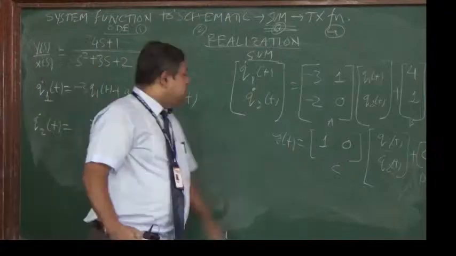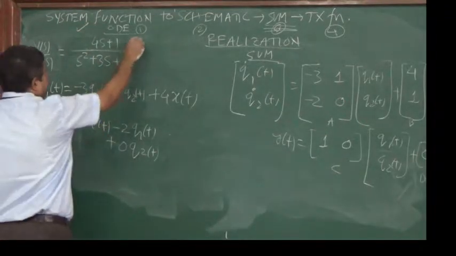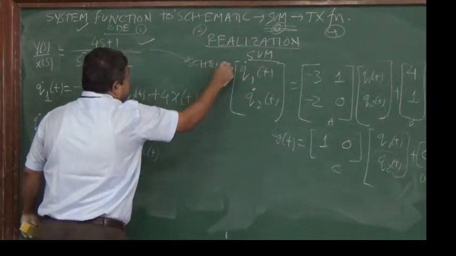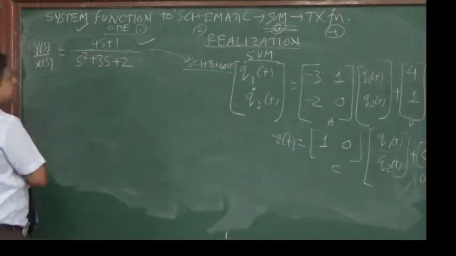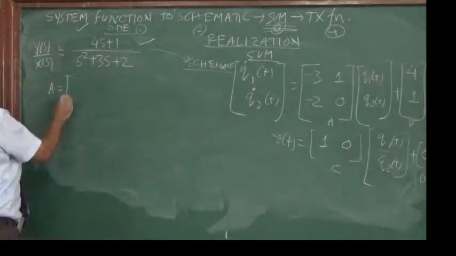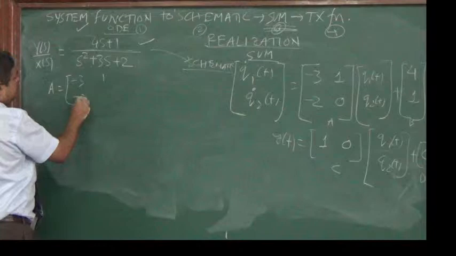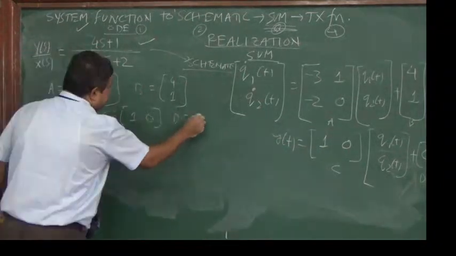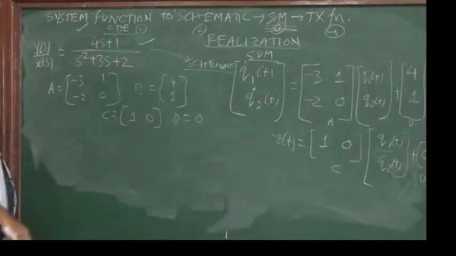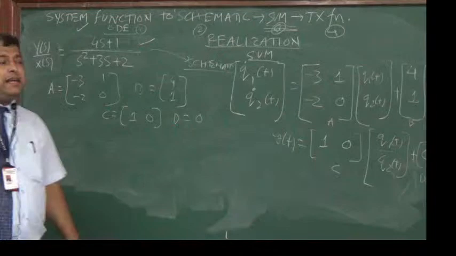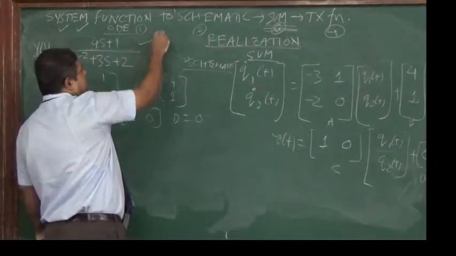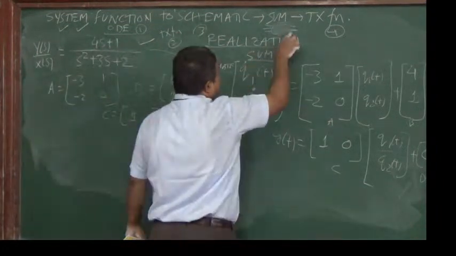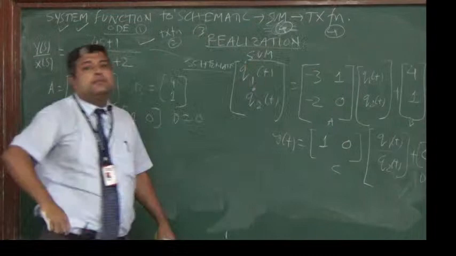So what I'll write is, from system function we found the transfer function. From transfer function we went to schematic, and from schematic we have found the state variables. A matrix is minus 3, 1, minus 2, 0. B matrix is 4, 1. C matrix is 1, 0, and D is 0, like this. So four things have been found so far: system function, then transfer function, this is the second thing, then block schematic, then state variable. What is the last thing?